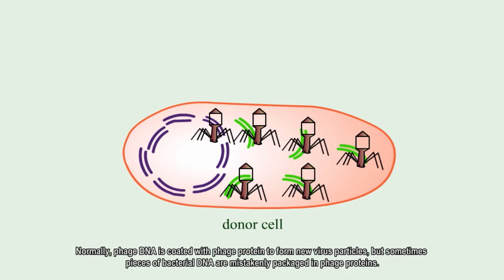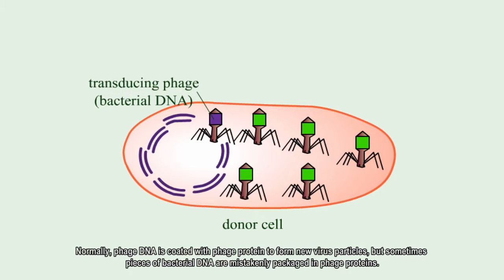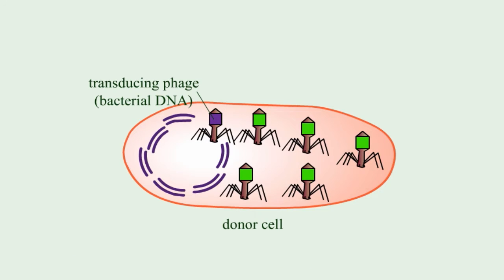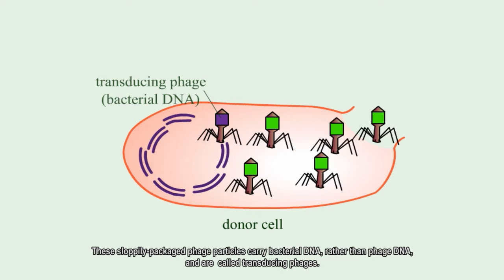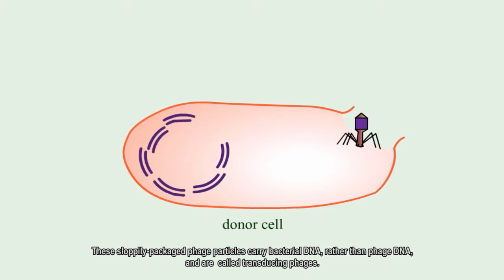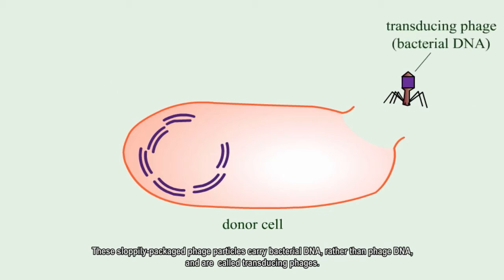Normally, phage DNA is coated with phage protein to form new virus particles, but sometimes pieces of bacterial DNA are mistakenly packaged in phage proteins. These sloppily packaged phage particles carry bacterial DNA rather than phage DNA and are called transducing phages.